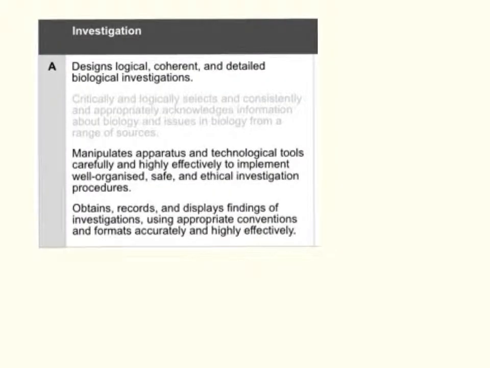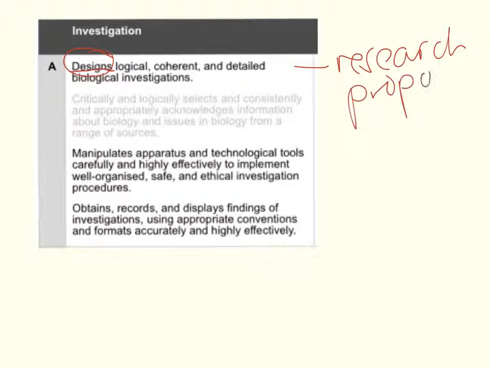So, the first one here is about designing your experiment. Designs a logical, coherent, and detailed biological investigation. So your main job here is really to design the experiment and do it in a way that's at an A level. A large part of this will be happening in your research proposal. So what we have is the research proposal part of that, part B. You'll be looking at this.